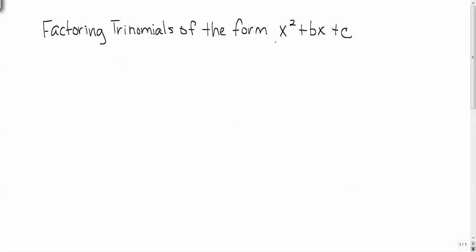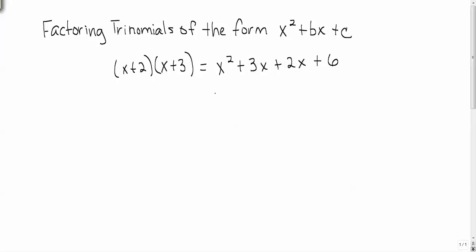Now if you remember when you FOIL something out, look, if you did x plus 2 times x plus 3, you do first times first, which is x squared. Then you do your outer, which is plus 3x. You do your inner, which is plus 2x. And then you do last times last, which is plus 6. And you can combine the two middle ones. You get x squared plus 5x plus 6.